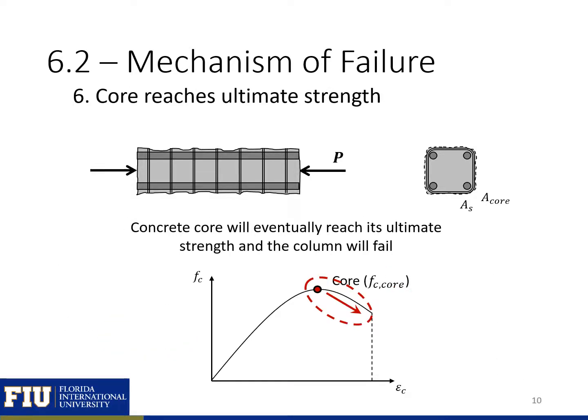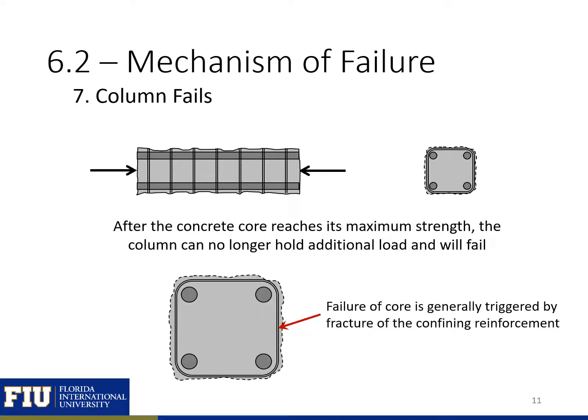Eventually, our concrete core is going to reach its ultimate strength, and then the column is going to fail. This can be triggered by crushing of the concrete or fracture of one of the stirrups that are confining the inner core. After the column reaches its maximum strength, it can no longer hold additional load and it's going to fail. Failure is typically triggered by the failure of the core, which is generally caused by fracture of the confining reinforcement. When our confining reinforcement fractures, our core is no longer confined and it causes a quick failure of our column.